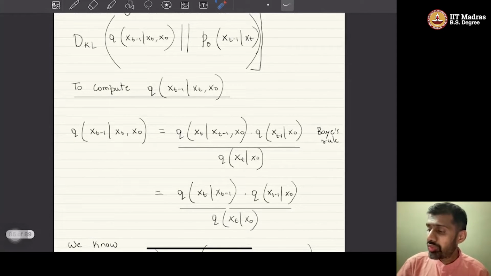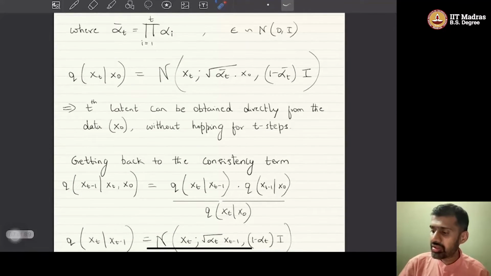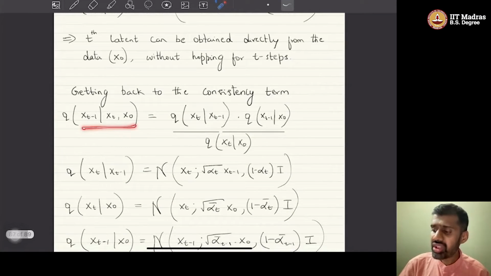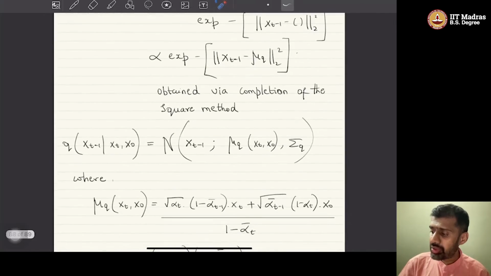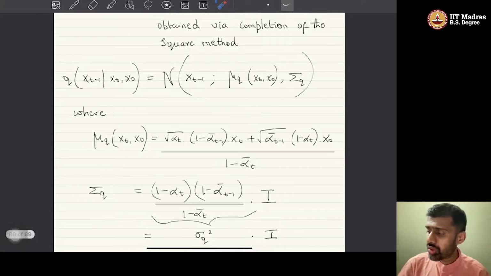Now, we do not have access to q of x_{t-1} given x_t and x_0. Therefore, we used Bayes rule to find it. After some algebra, we showed that this distribution happens to be a Gaussian distribution with a certain mean, which we called mu_q, and a variance, which we called sigma_q, where mu_q was given by a linear combination of x_t and x_0.